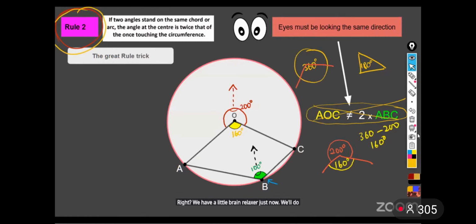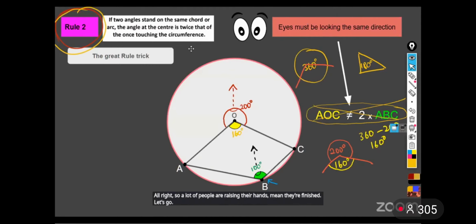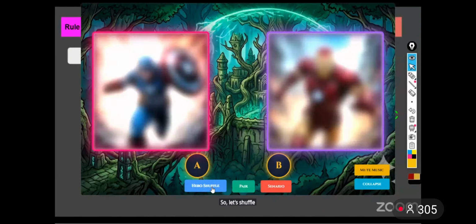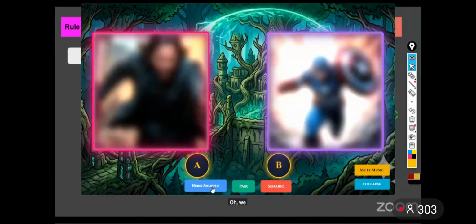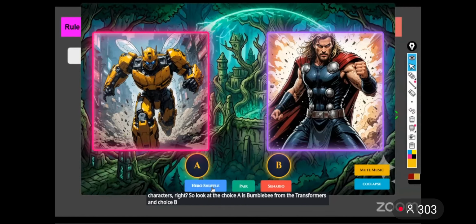We'll do our next vote on which character is the best character. Let's see if the red team and green team. Let's take a little brain relaxer here. Let's do a little shuffle and let's get 2 more characters. Oh, we get 2 even characters now. Ah, yes, this one should be good, because I know everybody likes these 2 characters, right? So look at it. Choice A is Bumblebee from the Transformers. And choice B is Thor, which is Lord of Lightning, I believe, if I'm not mistaken.